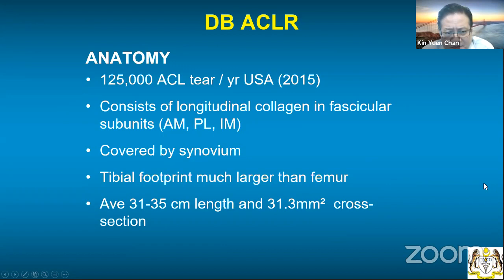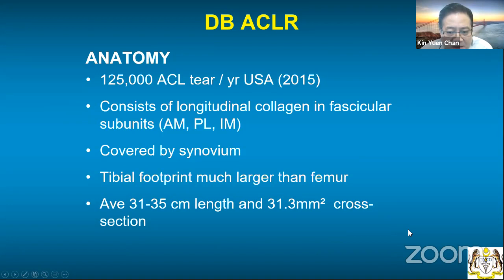And if you look at it anatomically, it has three separate subunits in three separate bundles: the anteromedial, posterolateral, and the intermediate bundle. And it's covered by a synovium. The footprint itself is very large on the femur side, and smaller on the tibial side. The average length is about 31 to 35 millimeters long, and 31 millimeters square cross-sectionally.